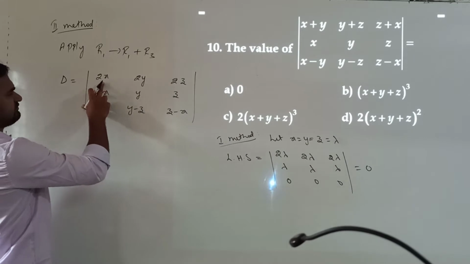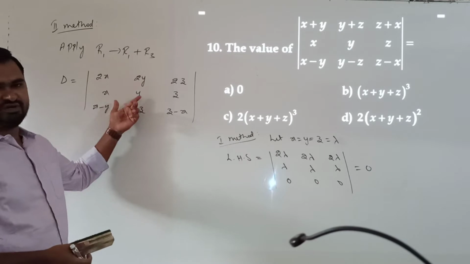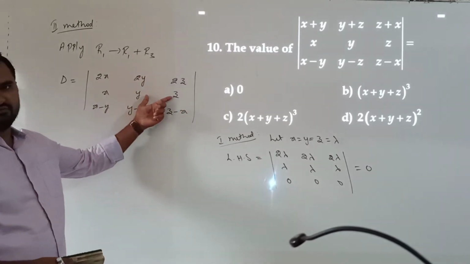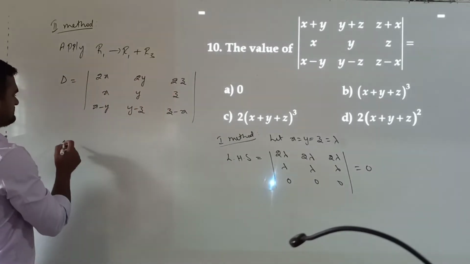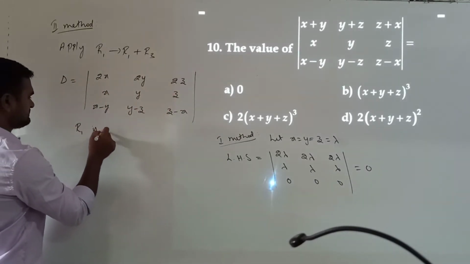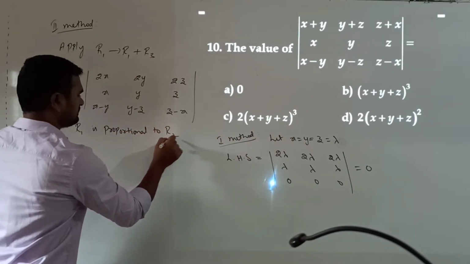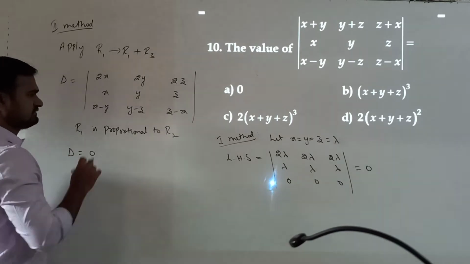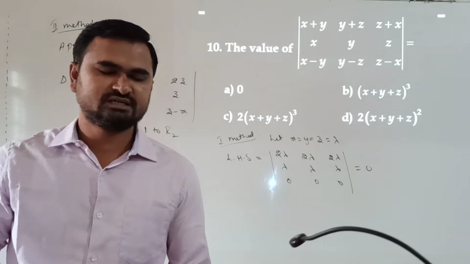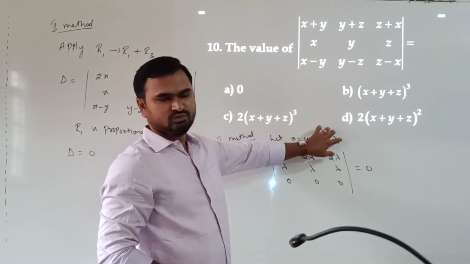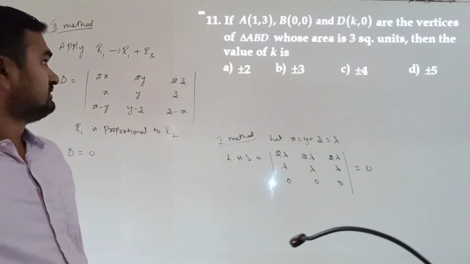Now we can see that the first row and the second row are proportional. Okay, the ratio of elements is the same, so they are proportional. If any two rows or columns are proportional, the value of the determinant is always 0. So here R1 is proportional to R2, so delta will be 0. So the given determinant value is 0. Okay, so follow any method. The easier method will be by verification. Okay, so this method will be easier. Let us see the next question.